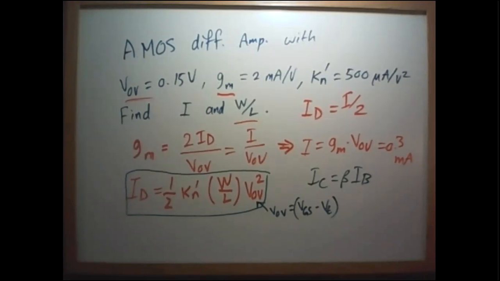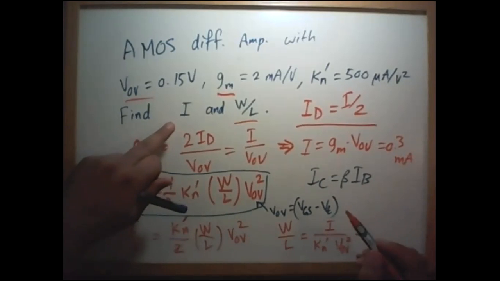So this is the original equation. Now we know that ID equals I over 2. So I over 2 equals Kn prime over 2 times W over L times V overdrive squared, right? Now we can cancel this 2 with this 2, and we solve for W over L. So W over L will be I divided by Kn prime times V overdrive squared. This is the same equation as you mentioned, but the one you mentioned was for solving for V overdrive. So how much is I?